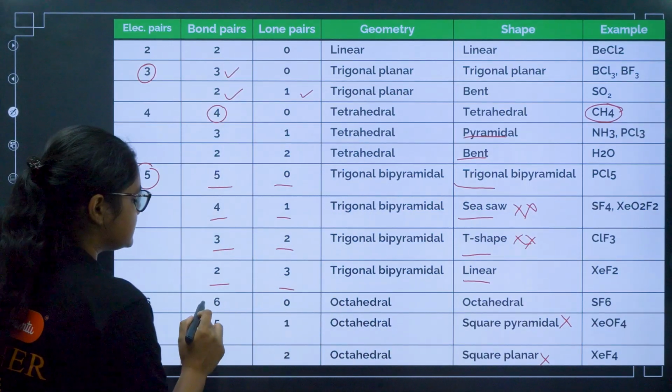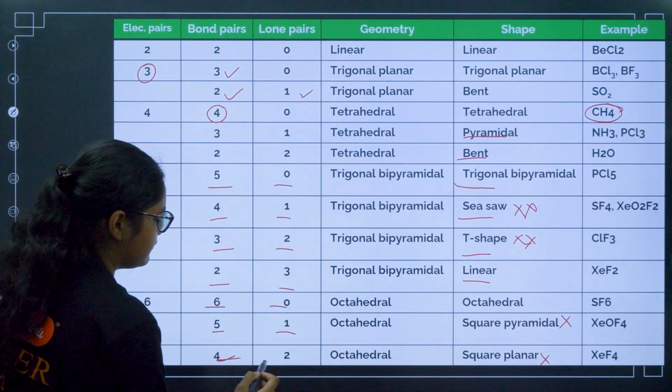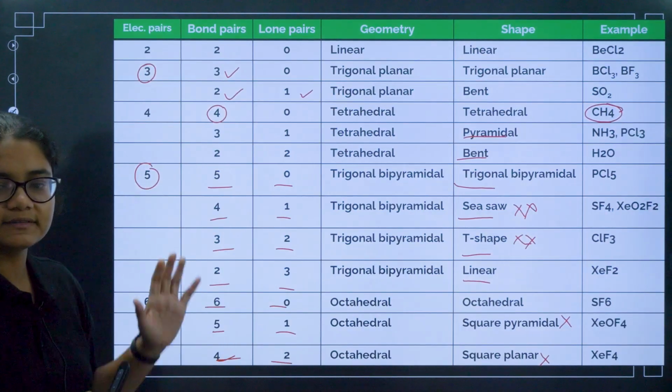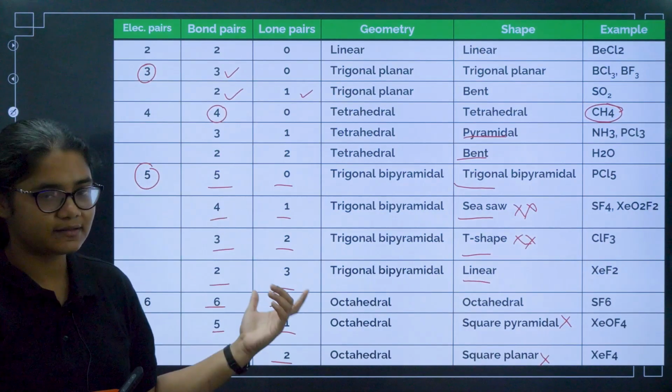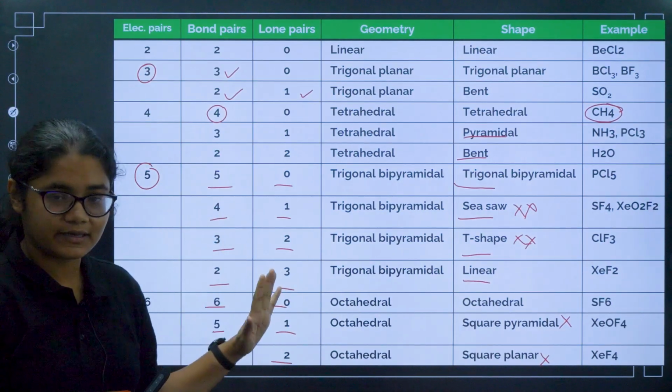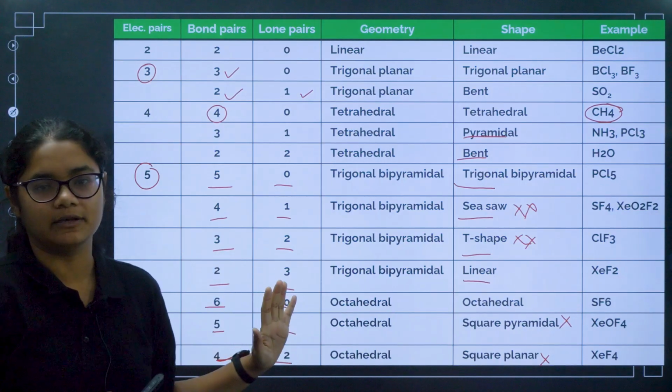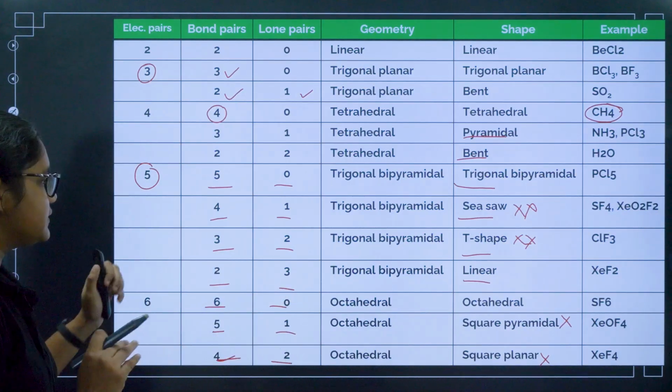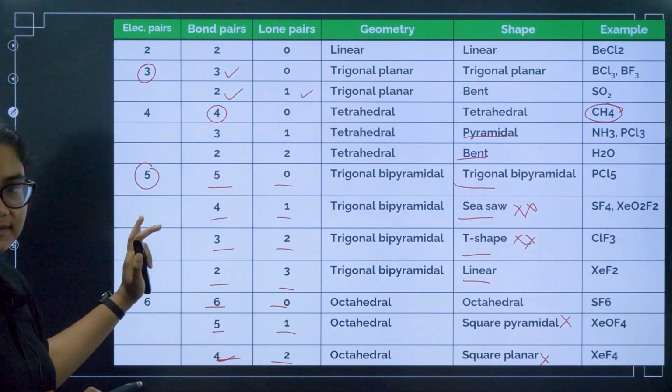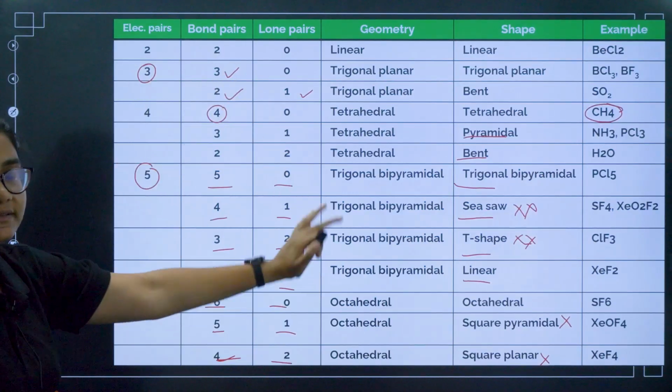Then for coordination number 6, we have 6 0, 5 1 and 4 2. This table, please take a screenshot. Remember, it is there in the NCERT book also. Very easily available and very important table. Okay. So this is just what I have discussed, you have to remember the examples properly.